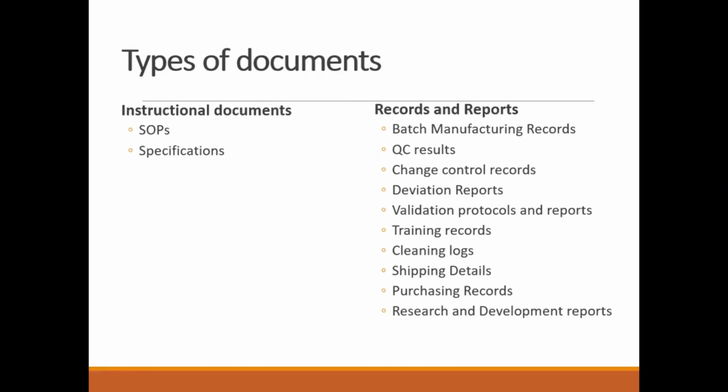So, as previously mentioned, there is a vast array of documents that are commonly used in the manufacturing or pharmaceutical sector. Some of them are instructional documents, and they're standard operating procedures or specifications. And a lot of them are related to the recording or reporting of data through batch manufacturing records, or BMRs, which we'll talk about in more detail later in the lesson. QC results are obviously documented and reported as soon as they're obtained. Change control records must go through a documentation process, as well as deviation reports, validation protocols and reports, training records, cleaning logs, shipping details, purchasing records, and research and development reports.